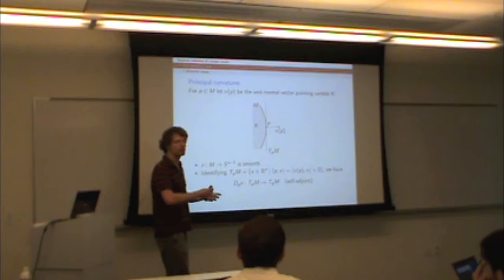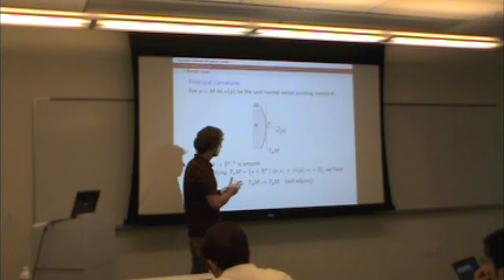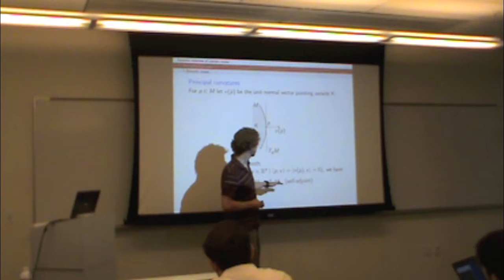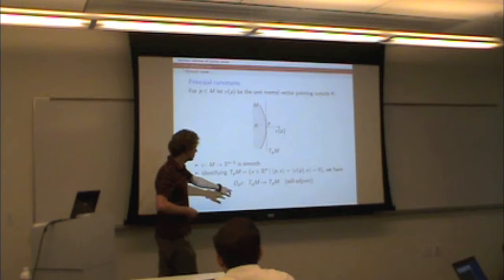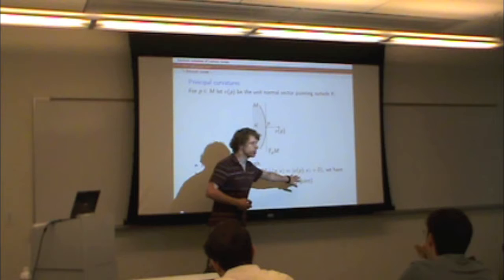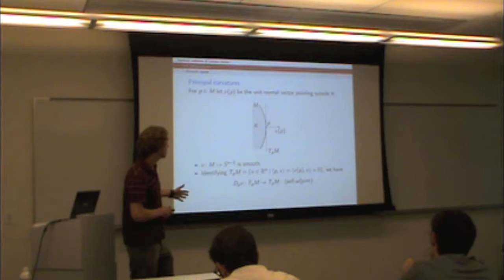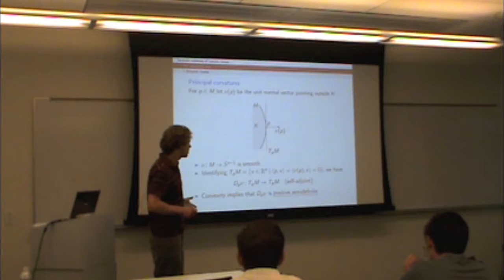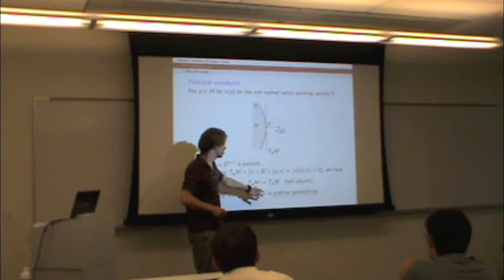So we can also consider these as linear subspaces of the Euclidean space defined by P and the normal vector. And then the derivative turns out to be a map from the tangent space to the tangent space. This is something that I need to show, but it actually turns out to be true. And it is self-adjoint, so it's a self-adjoint linear operator. And now the convexity of the set K: remember that M is the boundary of a convex set, and convexity implies that it's a positive semi-definite linear operator for every point on the boundary.